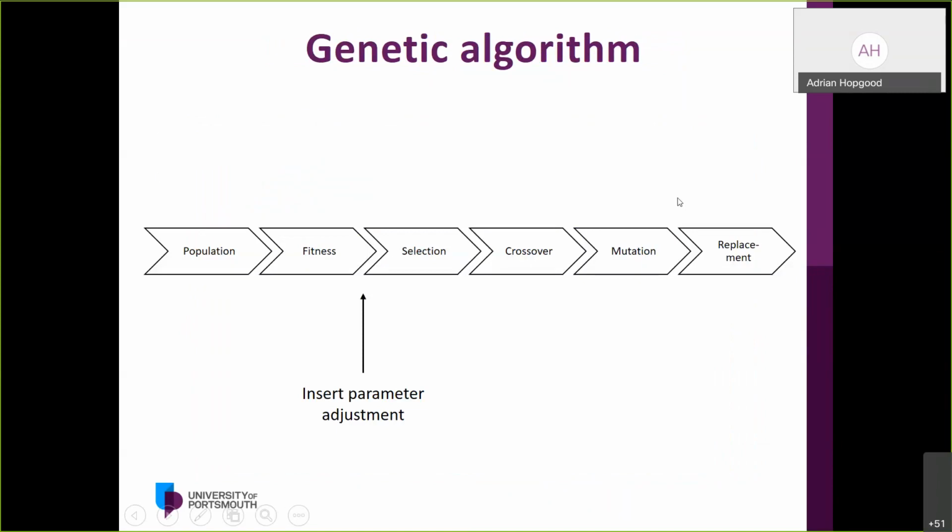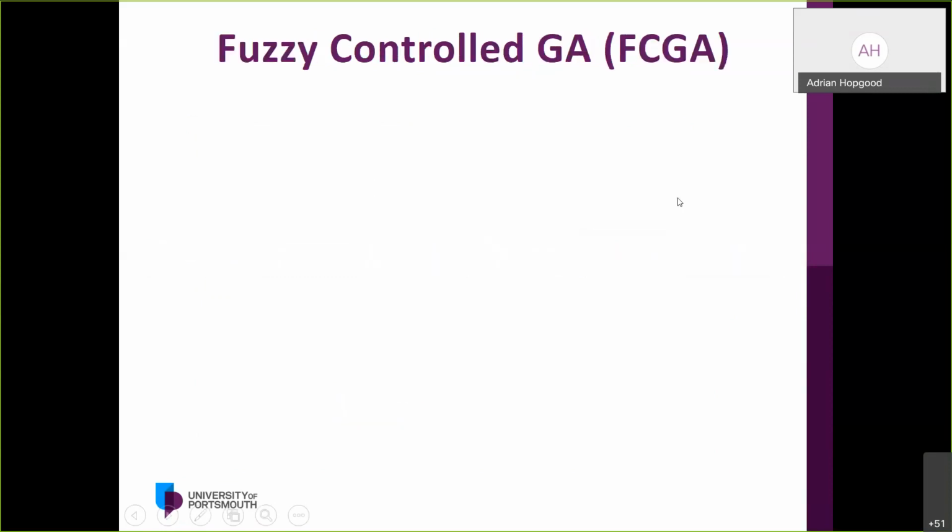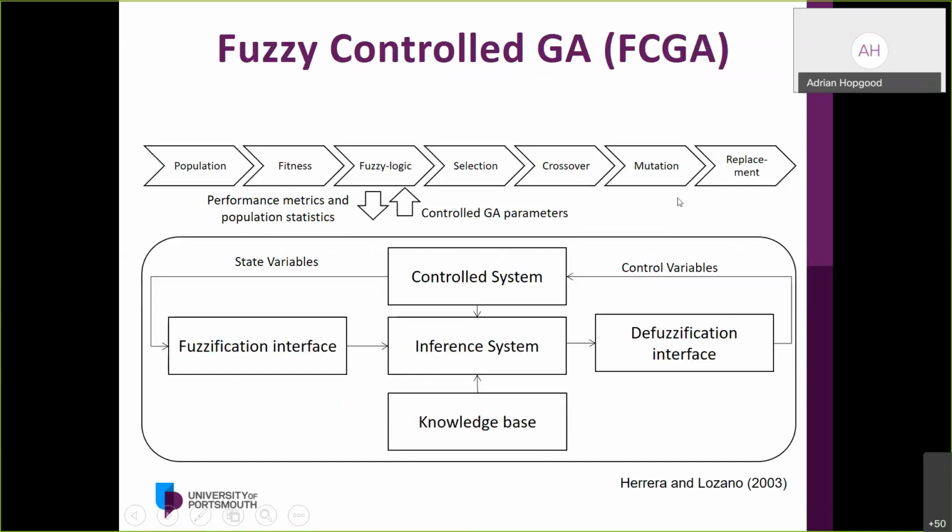I also mentioned that there are loads of things you can control and adjust in a genetic algorithm. So what we're doing with the example we showed earlier is we're introducing in real time some automated parameter adjustment. And what we're doing is introducing effectively a fuzzy logic step where we're monitoring the performance of the genetic algorithm, seeing how it's working in real time and adjusting its parameters.